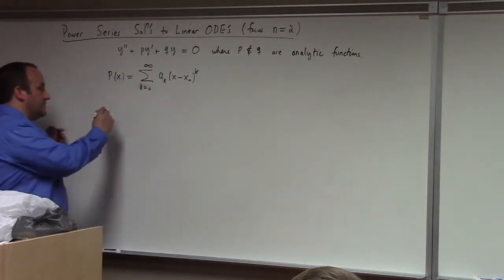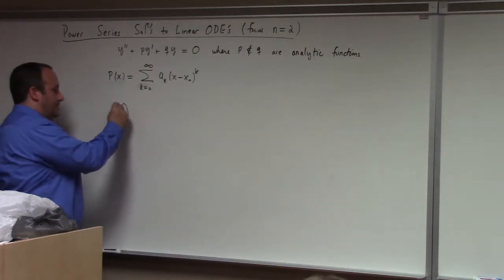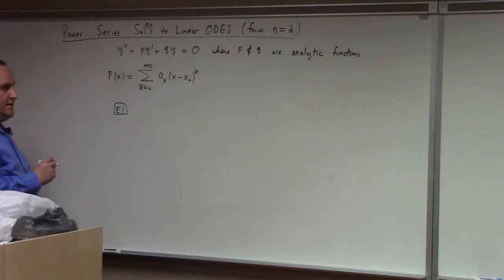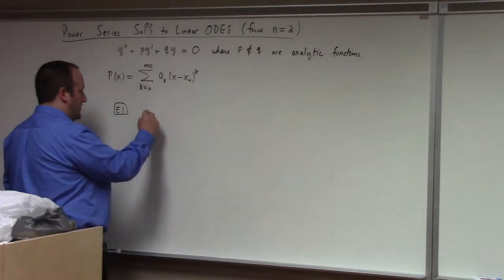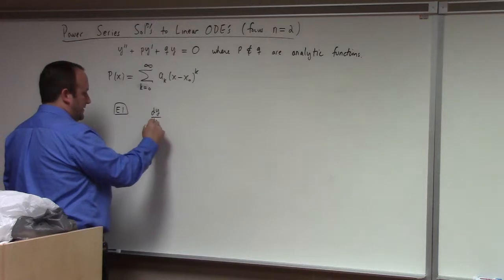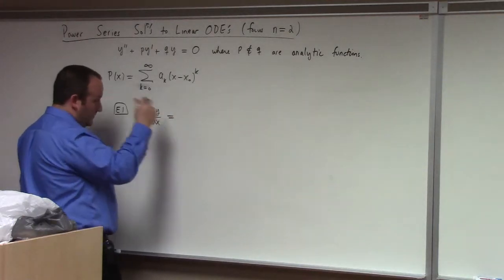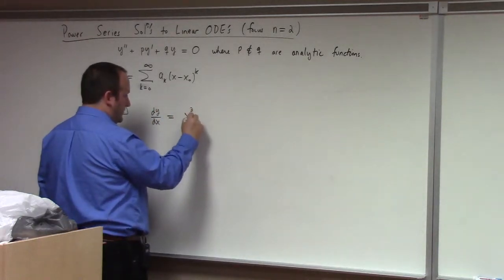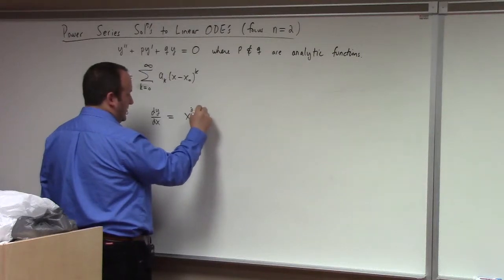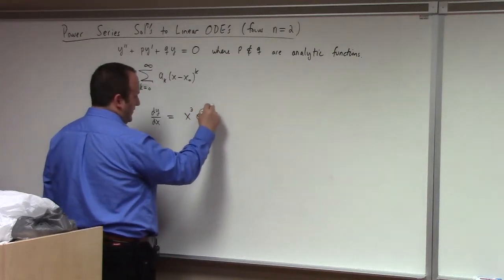Let's work an example here. I'll start out real small. How about this? dy/dx equal to x^3 e^(-x^2).